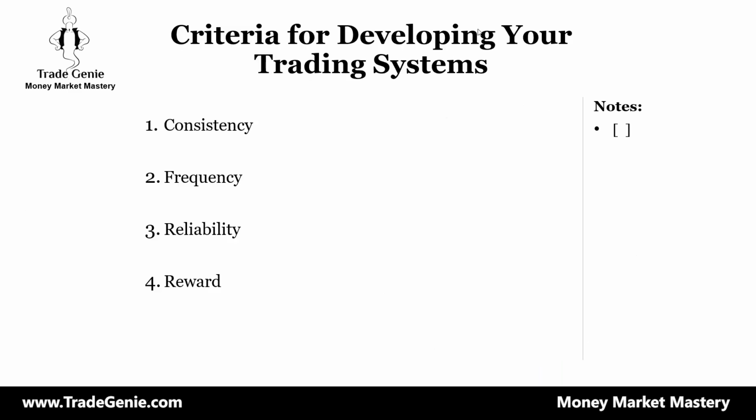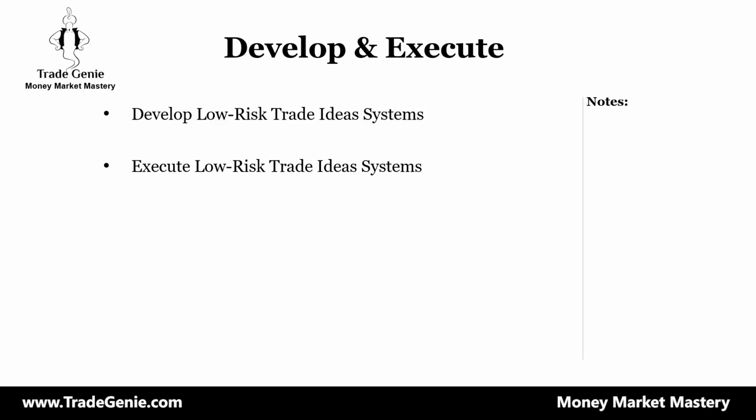So consistency, frequency, reliability, reward, and then after that is your scaling in, your scaling out. If you exit from the trade for some reason, what will tell you to get back in, if you got out early, etc.? So all those factors go into creating your system.